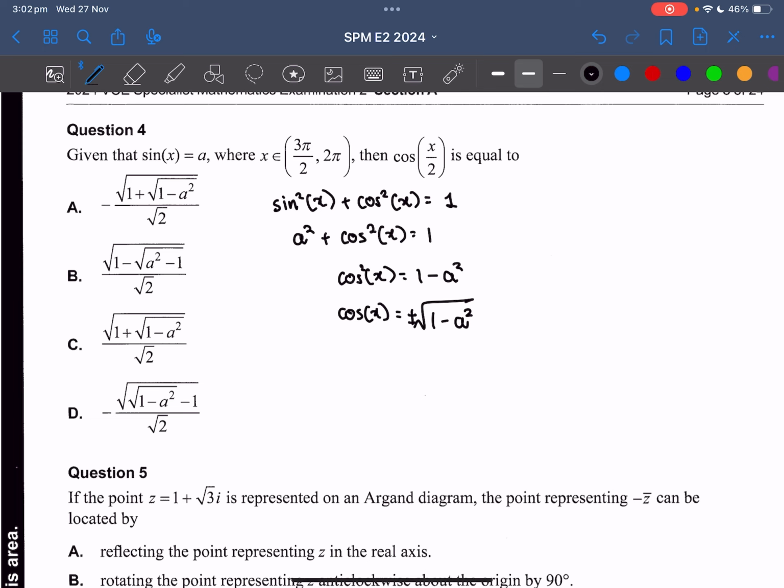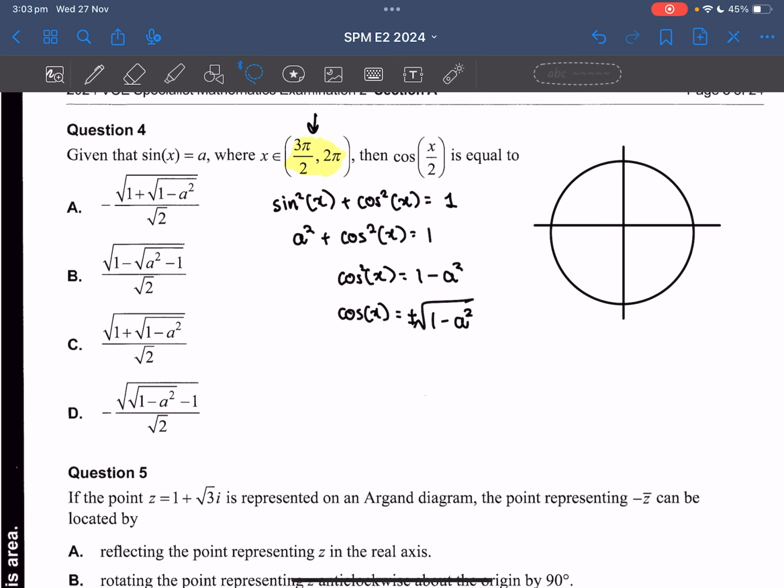Now, one thing is, look at the domain. This is basically saying that we are in quadrant 4, right? If I were to draw a unit circle, like that, where is 3 pi on 2? 3 pi on 2 is here, and 2 pi is here, and our x is between that. So we are looking at this quadrant over here, which is quadrant 4. Now what happens to cosine in quadrant 4? Cosine is positive in quadrant 4, right? So in that case, cosine of x is the square root of 1 minus a squared. We'll take the positive root.